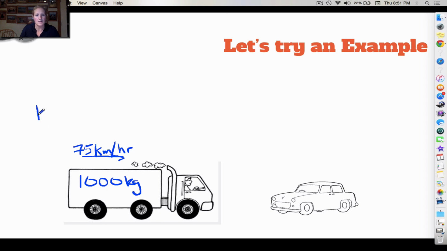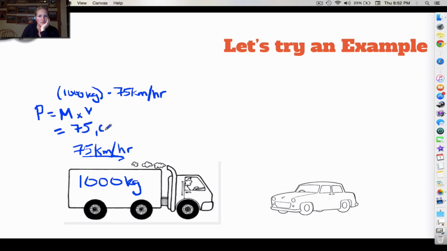So if we want to know its momentum, it is m times the velocity. The math we would do is 1,000 kilograms times the velocity, which is 75 kilometers per hour. And so our answer would be 75 and 3 zeros.